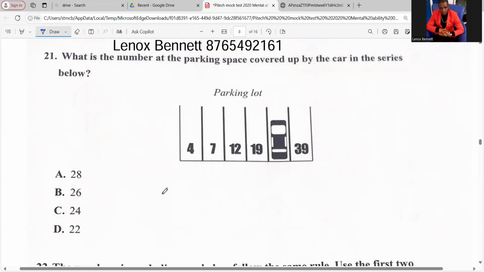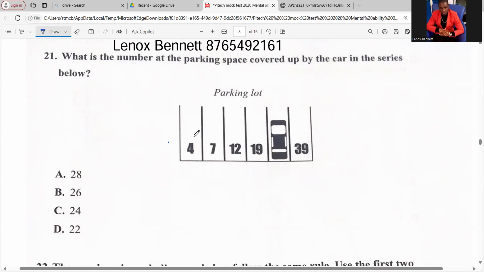Let's look at a few questions. First one says, what is the number of the parking space covered by the car in the series below? So here we have 4, 7, 12, 19, the car covers up a number, and then we have 39. All right, let us examine what's happening.